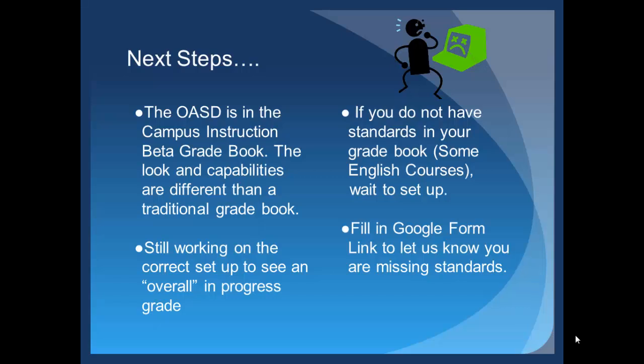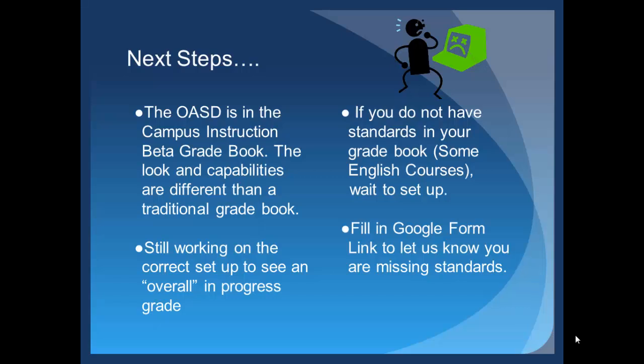So what are the next steps? The OASD is in the Campus Instruction Beta Gradebook. The look and capabilities are different than a traditional gradebook, and we are working with Infinite Campus, and we are getting our heads wrapped around what exactly that looks like and what those capabilities are. We're still working on the correct setup to see an overall in-progress grade. So right now when you see an in-progress grade, that's aligned to the grading task or the standard that you happen to be looking at.